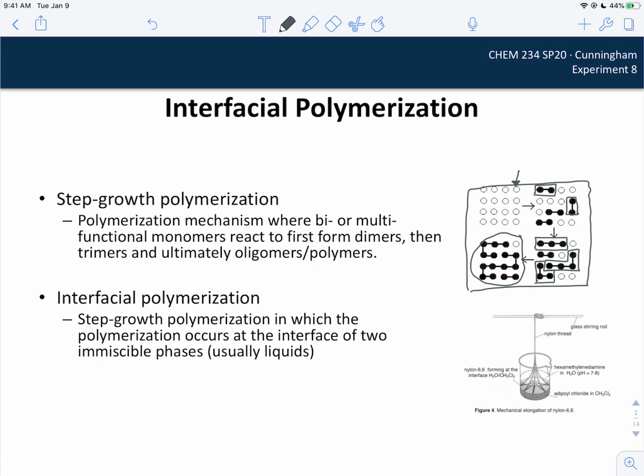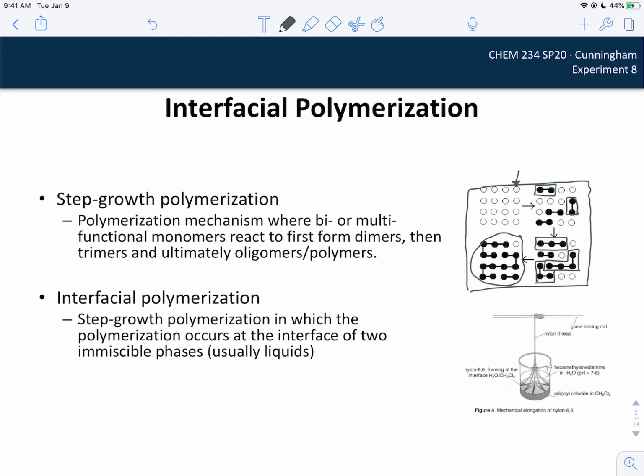The interfacial polymerization reaction that's taking place in our nylon synthesis is a type of step growth polymerization where the polymerization is happening at the interface of two immiscible phases, and usually these are liquids. We are going to have adipoyl chloride and dichloromethane reacting with hexamethylene diamine. The polymerization reaction happens at the interface of those two immiscible solutions.